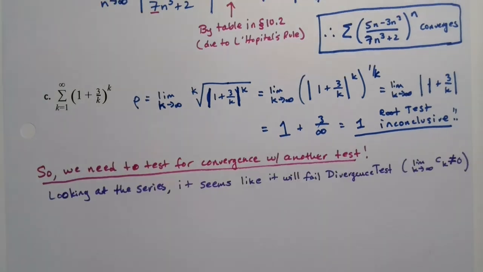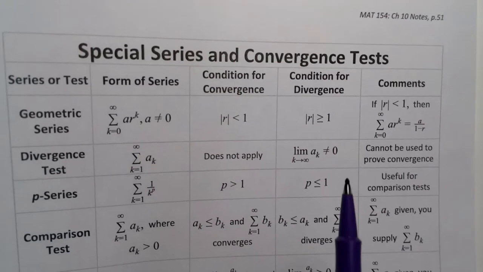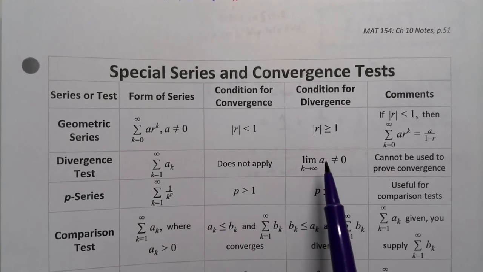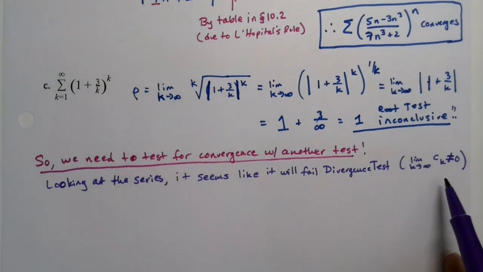I'll just write that up. And I just wrote that up real quickly. It seems like it might fail the divergence test. Remember the divergence test, and it's two pages from now. Divergence test, if the limit of your sequence values is not 0, right? So it seems like that might be the way to go.